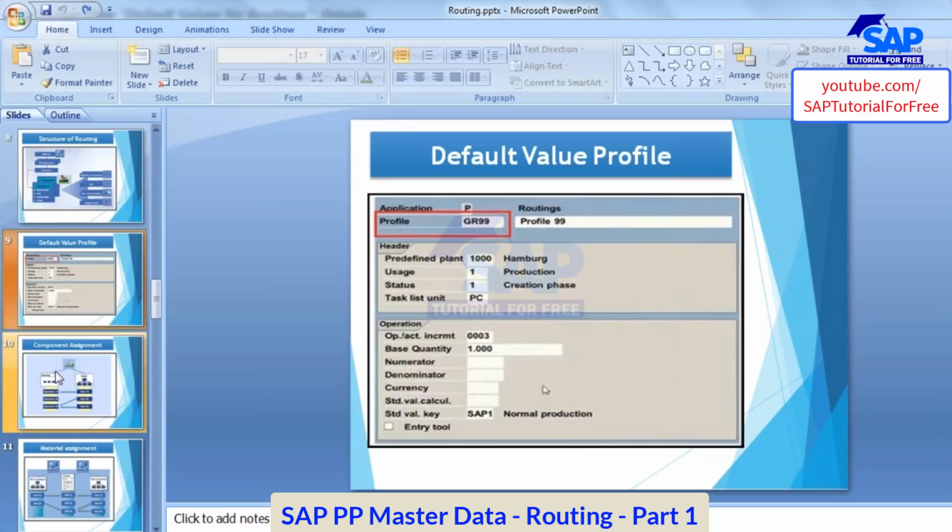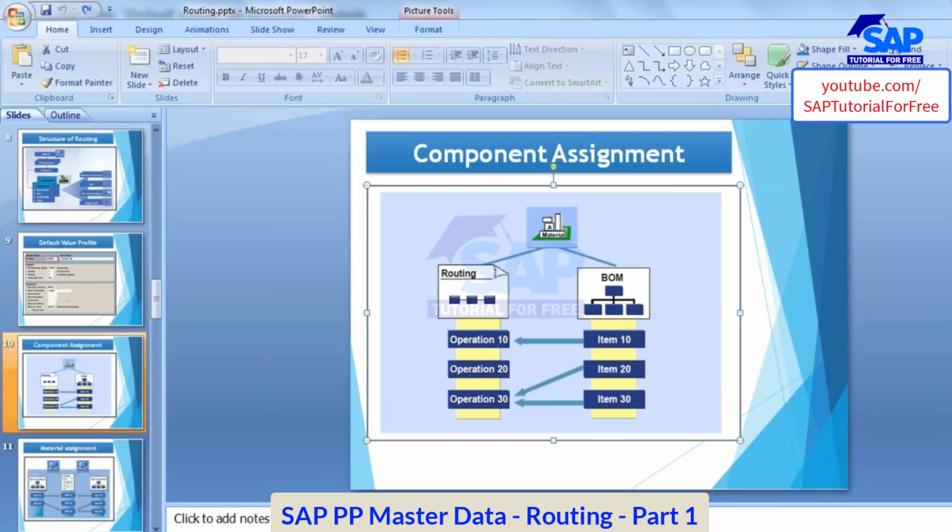Now the next one we'll be discussing is component assignment. What is this component assignment? When you are producing the product, you should know during which operation which components have to be used. Correct? Paritosh, am I correct? Yes. That is done through this component assignment function.